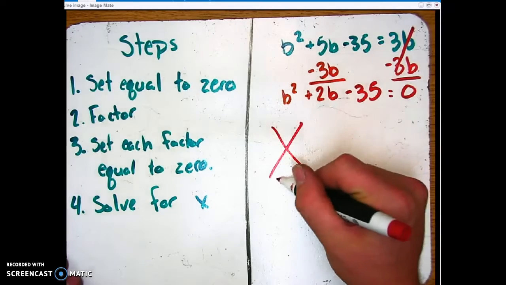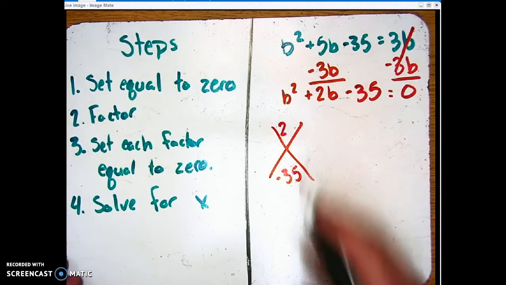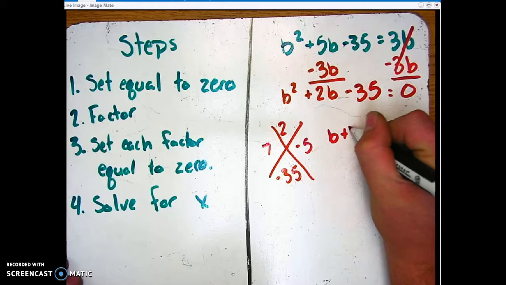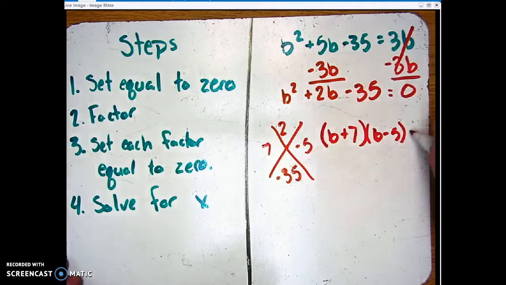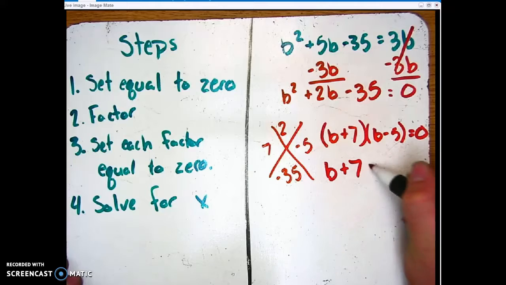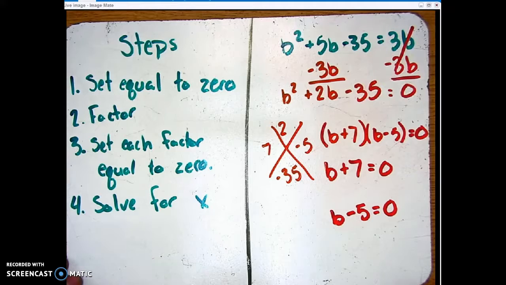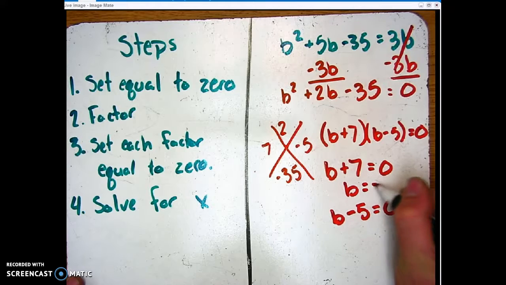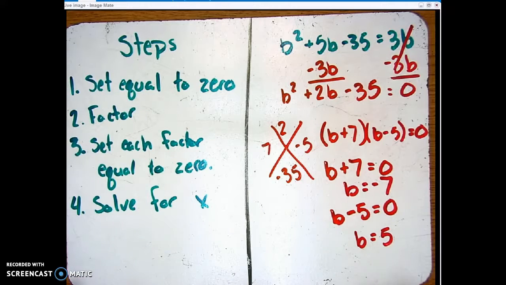Diamond method. What has a product of -35 with a sum of 2? Well, that's going to be 7 and -5. So we get b plus 7, b minus 5. We have factored it. We set it equal to 0, and then step 3, set each factor equal to 0. b plus 7 equals 0, b minus 5 equals 0, and solve. If b plus 7 is 0, then b equals -7. And if b minus 5 equals 0, then b equals positive 5. And that's all there is to it.